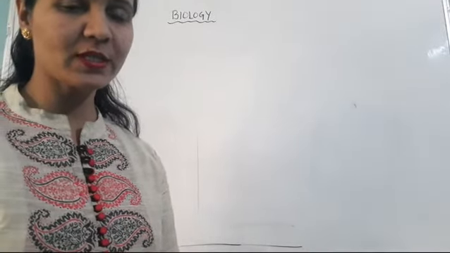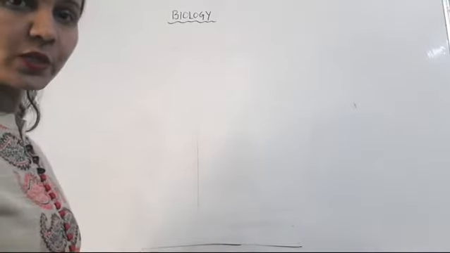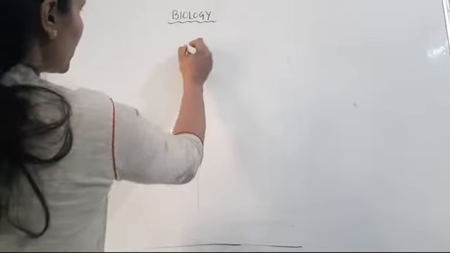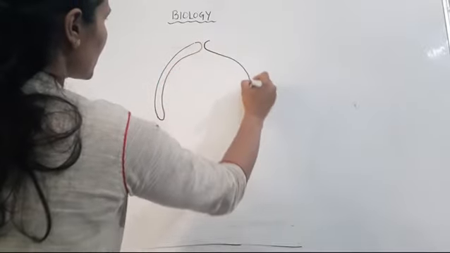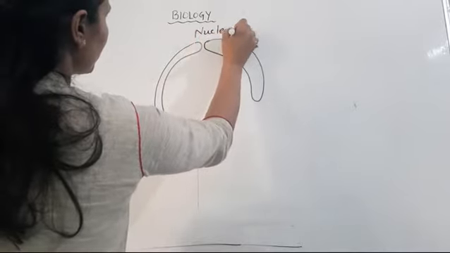So today we are going to discuss about the cell. In the last class we discussed the nucleus and how Robert Hooke discovered the cell. Today we are going to discuss the structure of the nucleus. So this is the basic structure of the nucleus.